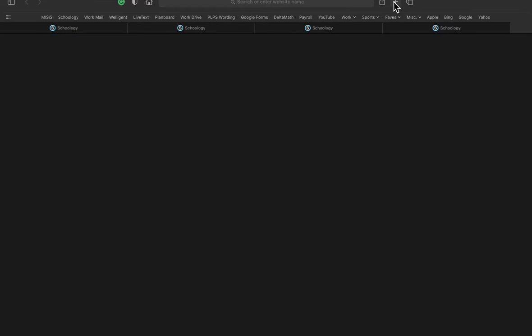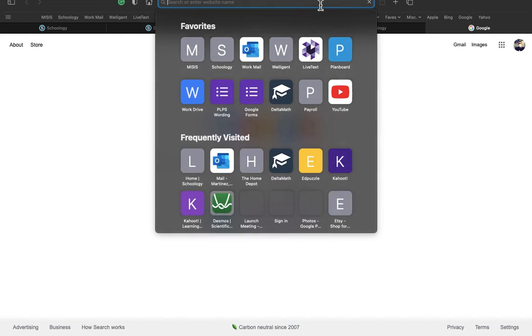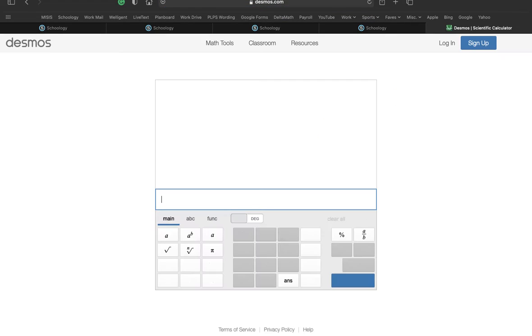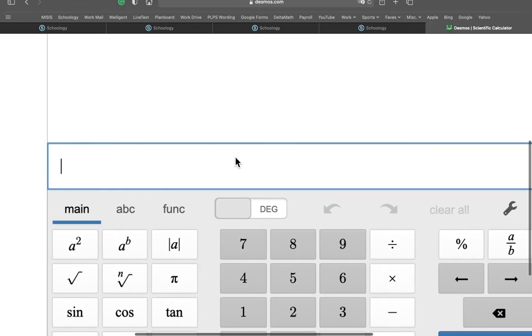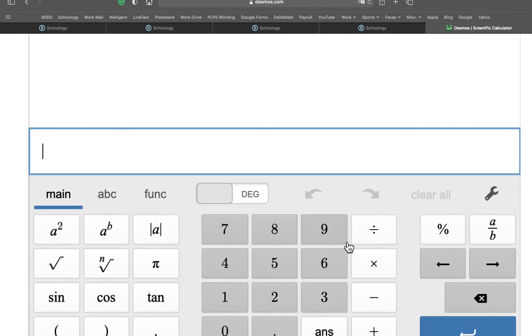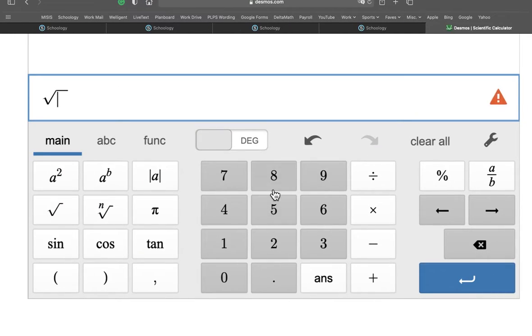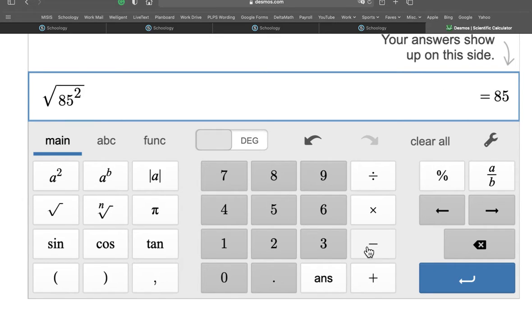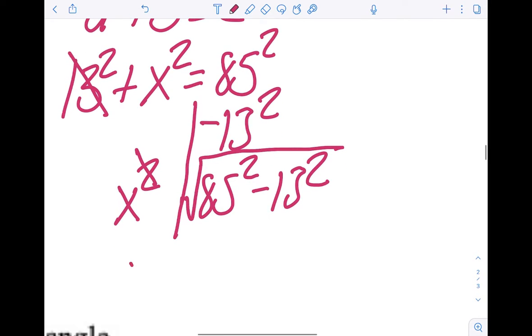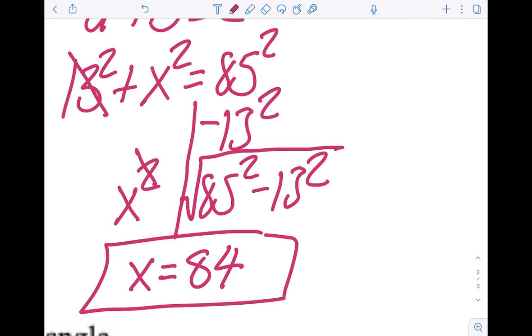So I'm going to go over here, as a matter of fact, and I'm going to find my Desmos scientific calculator. Right? So I am finding the square root of 85 squared minus 13 squared. Square root of 85 squared minus 13 squared gives me 84. Look at that. So I get x is equal to 84. And that, kiddos, is my solution.